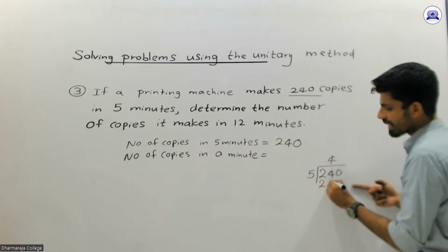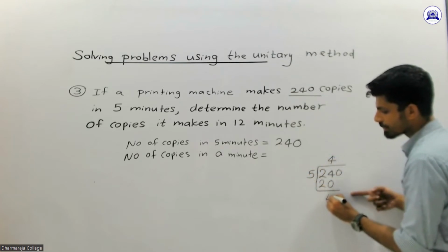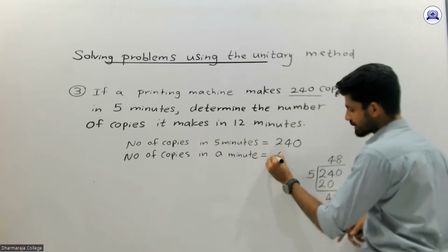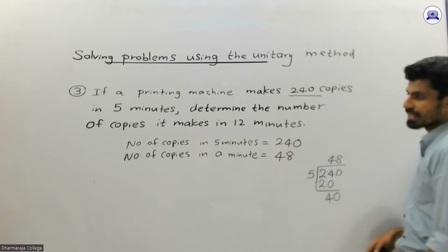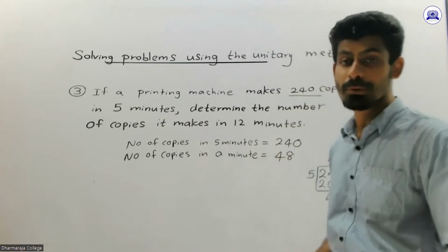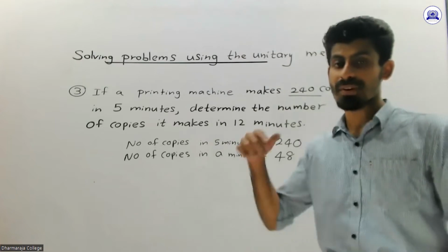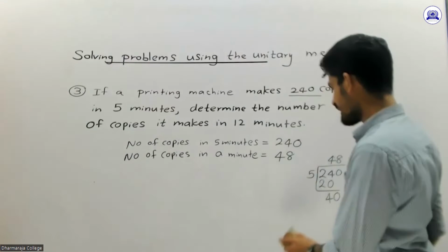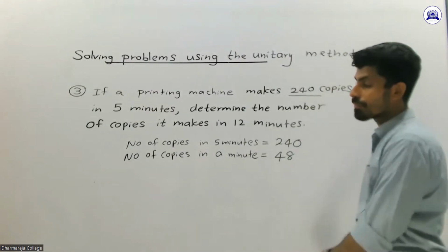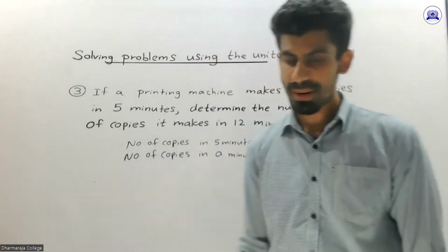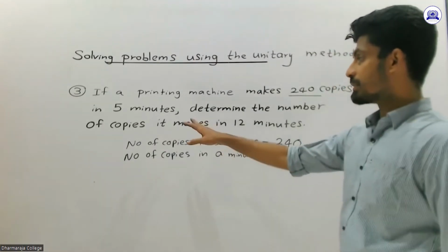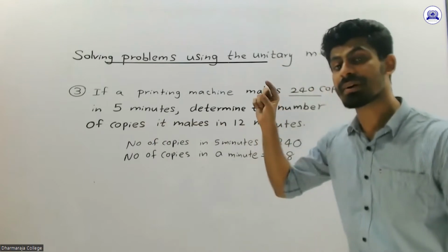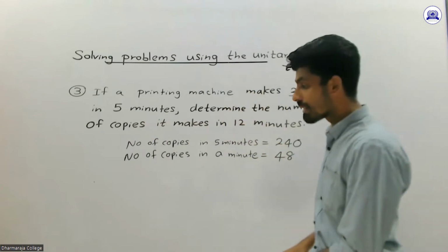5 into 4, 20. 24 minus 24, 0. 40 means 8. That means 48 copies per minute. Per minute, it can release 48 copies. Right? Now, you need to find out how many copies it makes in 12 minutes.